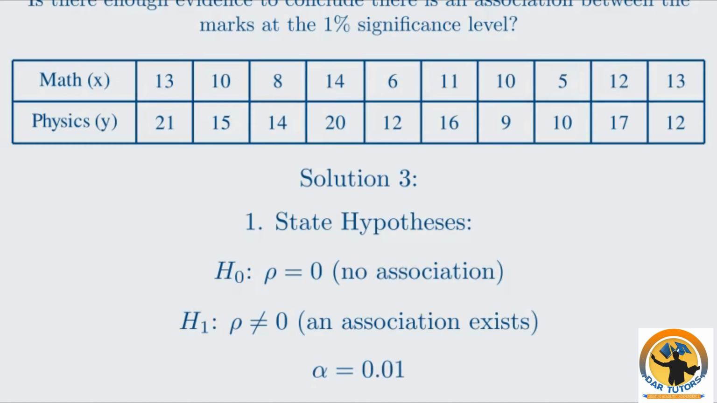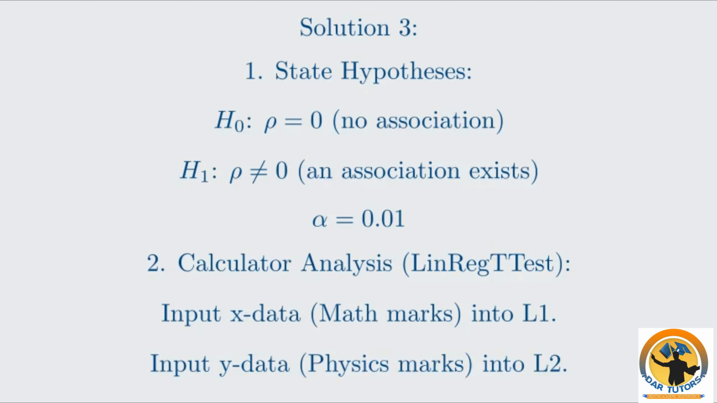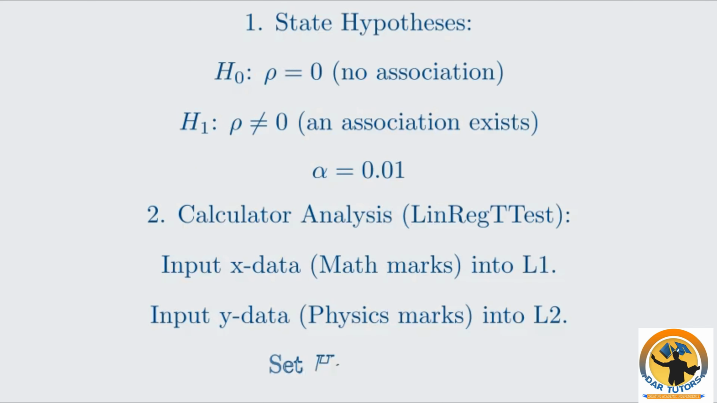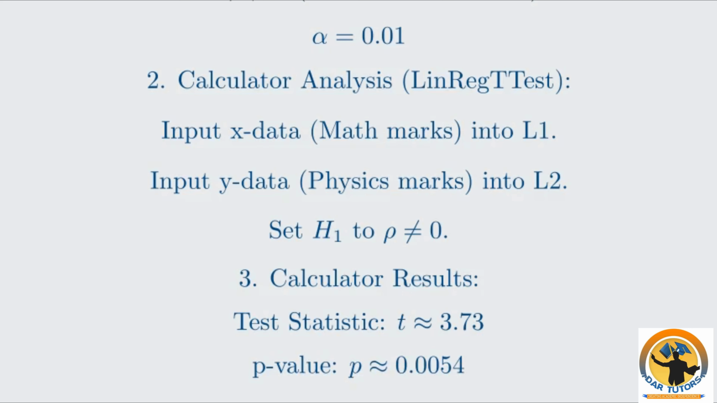H1, rho does not equal 0. The significance level is alpha equals 0.01. Step 2. Use the calculator. As before, enter the math marks into L1 and the physics marks into L2. Then navigate to the lin-reg t-test and select the alternative hypothesis rho does not equal 0. Calculate the results. The calculator will give you the test statistic t and the p-value. In this case, t is approximately 3.73 and the p-value is approximately 0.0054.